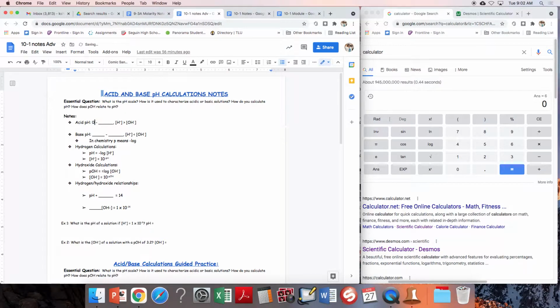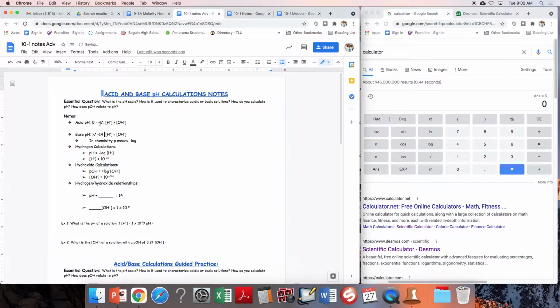the pH of an acid is 0 to about 7. 7 is neutral, so exactly 7 would be neutral. There's a little bit of a range that we go with. And the pH of a base is anything greater than 7 up to 14.